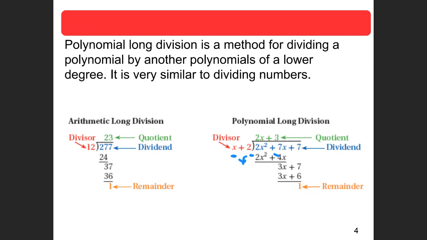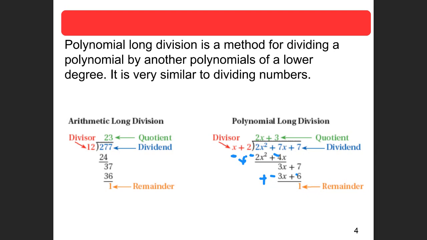I bring down my next term, the 7. So now I ask myself, x times what gives me 3x? Well, 3 does. So now I multiply the 3 times x plus 2, which gives me 3x plus 6. Subtract, or add the negative, which is just the same thing. So 3x plus negative 3x is gone. 7 plus negative 6 is 1. So that's my remainder. My answer would be 2x plus 3, remainder of 1.